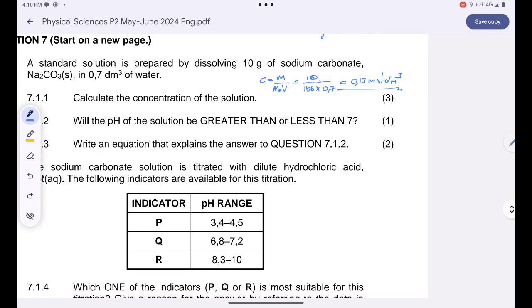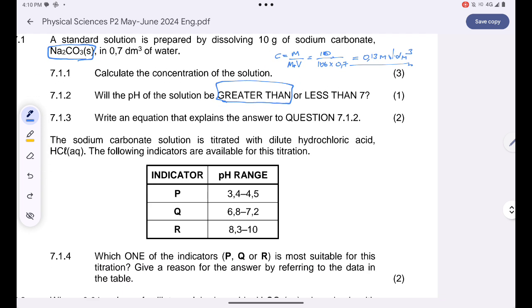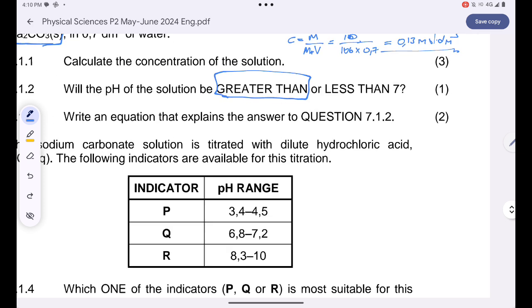Now I'm being asked, will the pH of the solution be greater than or less than 7? This is a base, guys, and the pH of a base is always greater than 7. Always greater than 7. They want us to write down the equation that explains the answer.